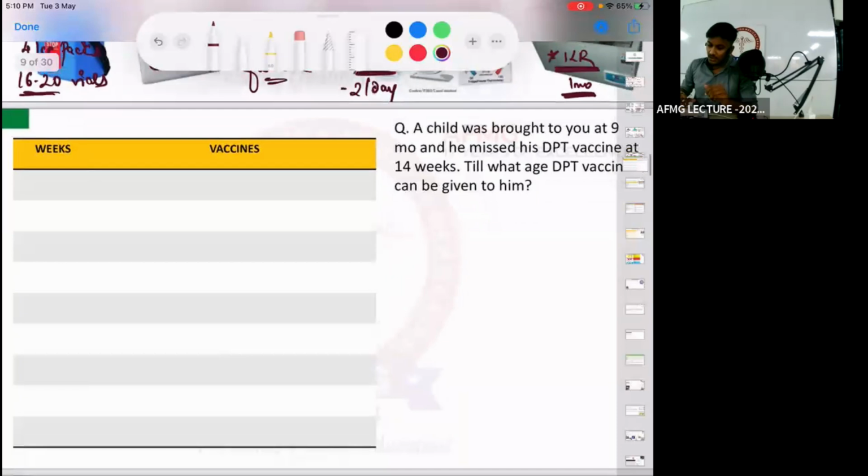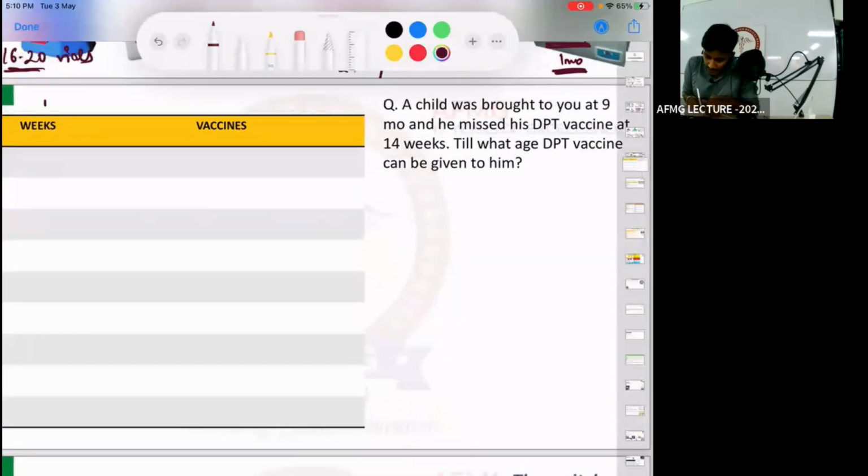Moving further. Now talking about the national immunization schedule, that is 2020-2021. National immunization schedule is a part of the universal immunization program which was launched by the WHO. Okay? But in India, national immunization schedule comes under which health program?